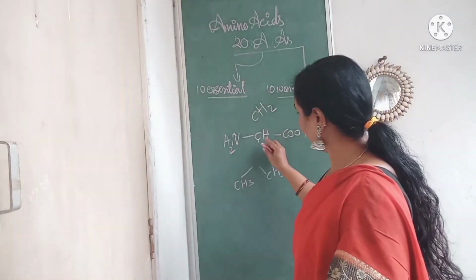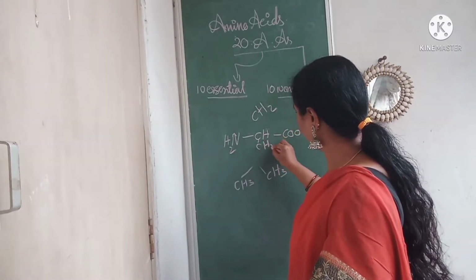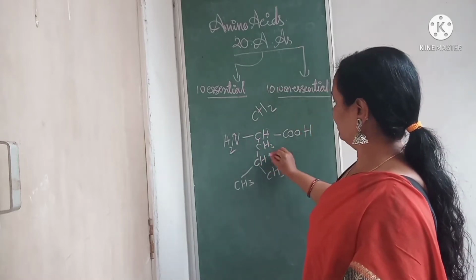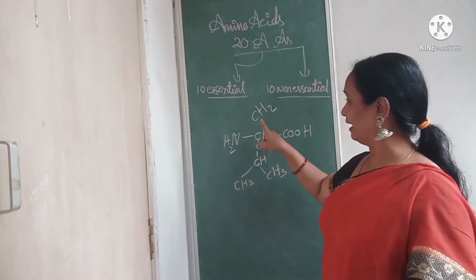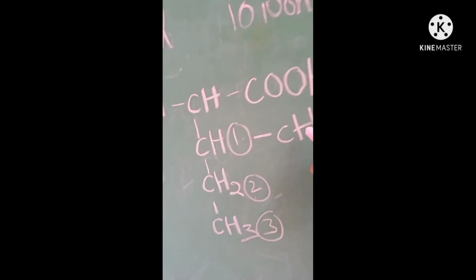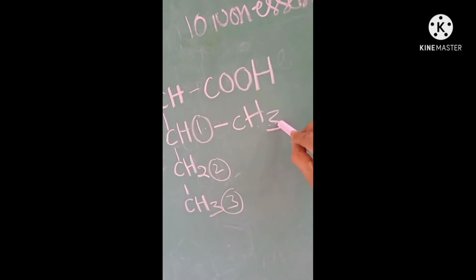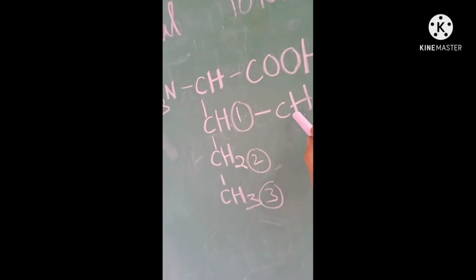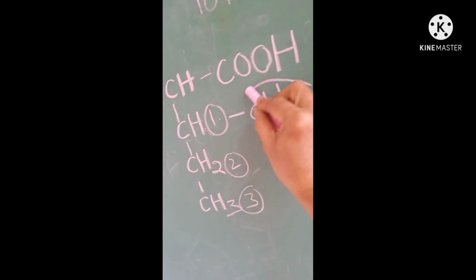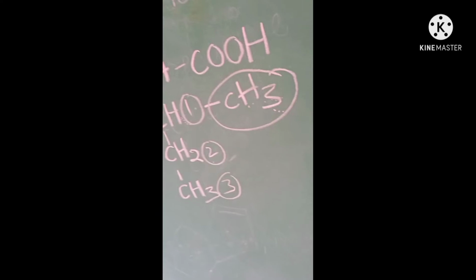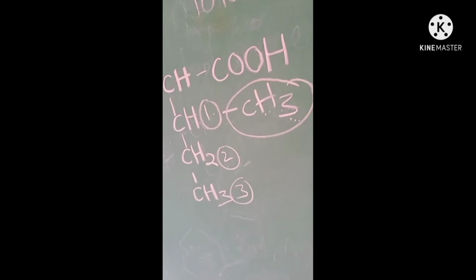Whenever we add CH2 between the alpha carbon and the CH, it becomes leucine. CH2 is the difference between valine and leucine. There is a small difference between leucine and isoleucine: just the addition of a CH3 group, with the first CH of this aliphatic group. That's all. That is the difference between leucine and isoleucine.